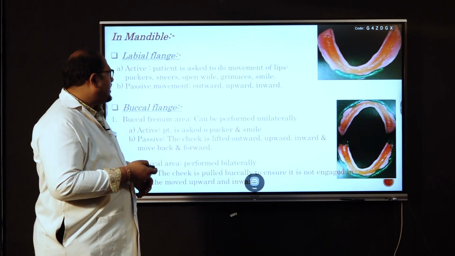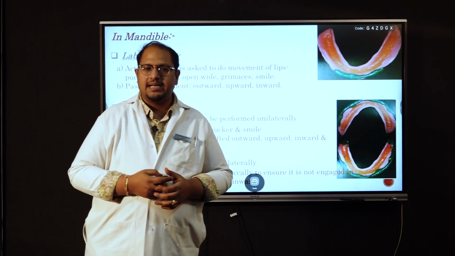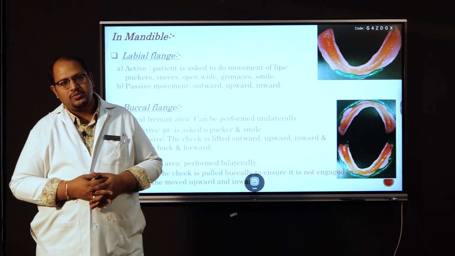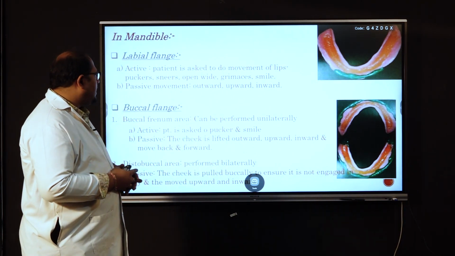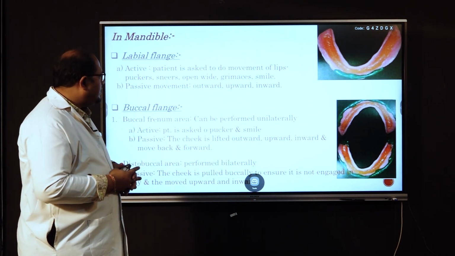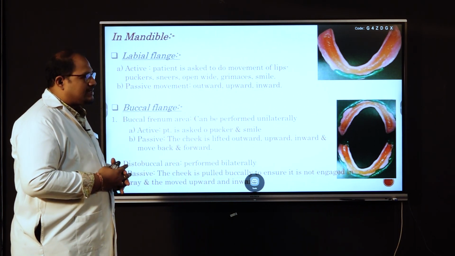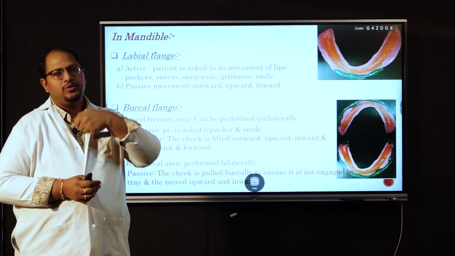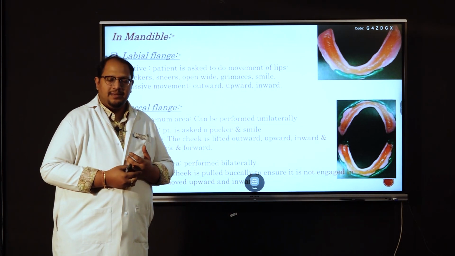So labial flange, as we all know, the mandibular labial frenum is the most active frenum among the maxillary and the mandibular. The mandibular frenum is the one which is more active, right, and the maxillary is more passive. So what we are supposed to do is ask the patient to be seated calmly so that the tongue remains calm, and then ask the patient to move the lips, pucker the lip, open wide, grimace, smile, and all the activities by which the lower lip is moving. And if it is not moving properly, we have to pull it upward and inward when we are doing the border molding for the labial flange.